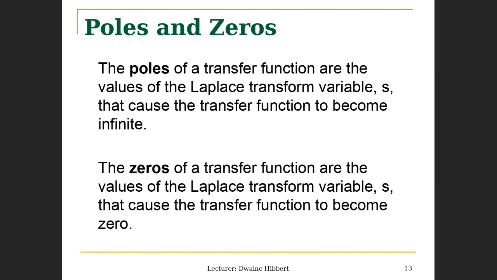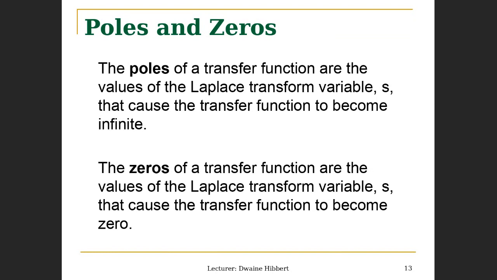We're now going to take a look at two important terms that help us to understand the behavior of control systems. Very important terms. The terms we're going to look at are poles and zeros. Now we're going to define the terms poles and zeros.